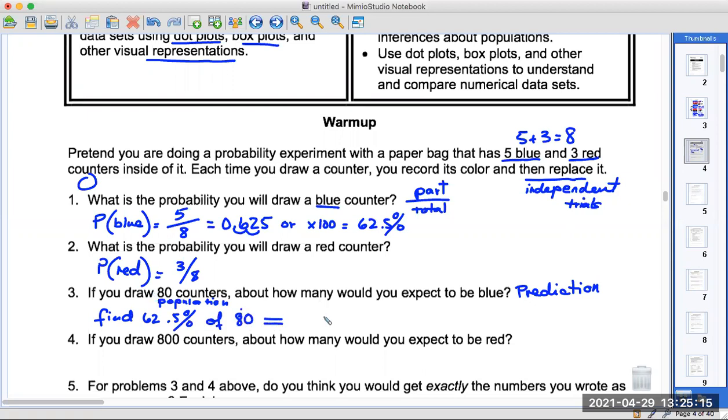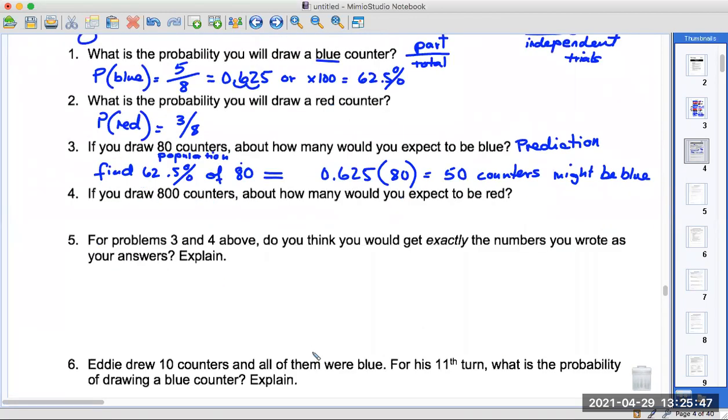And so the math is, you'd use the decimal, make sure you have a calculator, and you multiply by 80. And that gives you the number of counters. And I believe that's 50. Use your calculator and try it. And I'm going to say 50 counters might be blue, because it's always a little off. As we have seen in class experiments, it never works out exactly until you do it a million times. Okay.